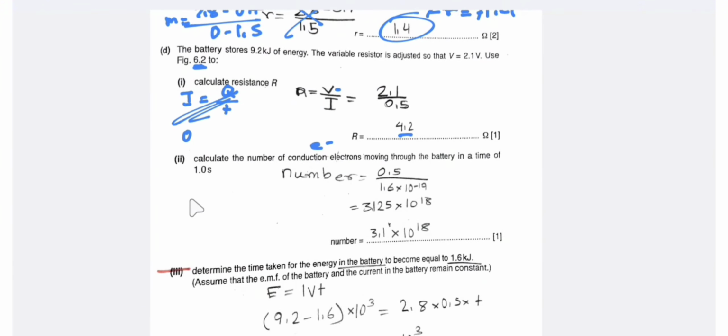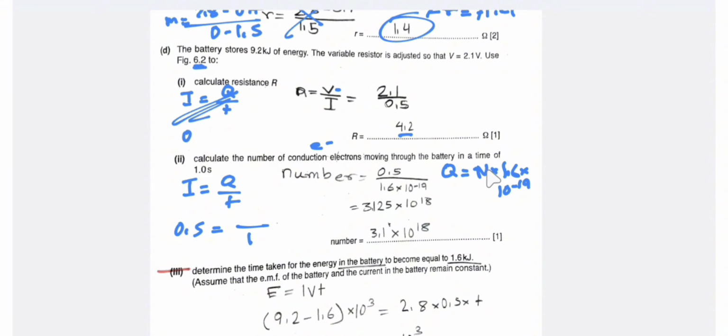So current is equal to charge by time. Current is 0.5, and we are given the time as 1 second. So we know the value of current and the time. So what is charge? We need to find the number of electrons. So what would be the number of electrons? Charge is the number of electrons times the charge of 1 electron. And the charge for 1 electron is 1.6 into 10 to the power minus 19 coulomb.